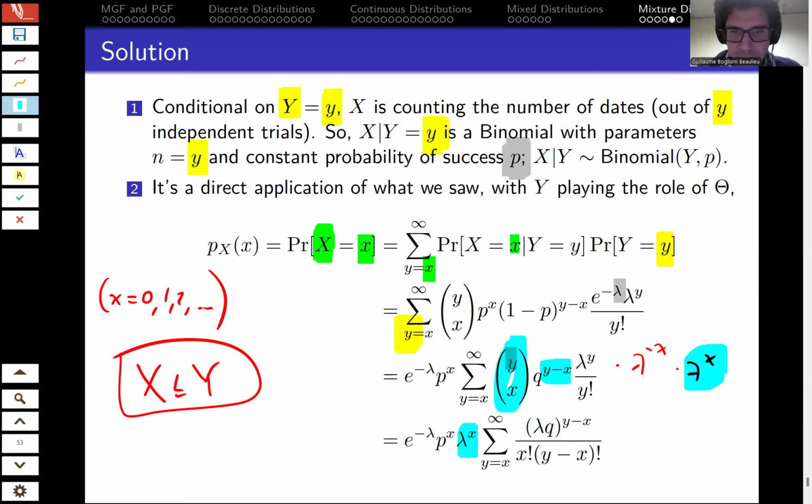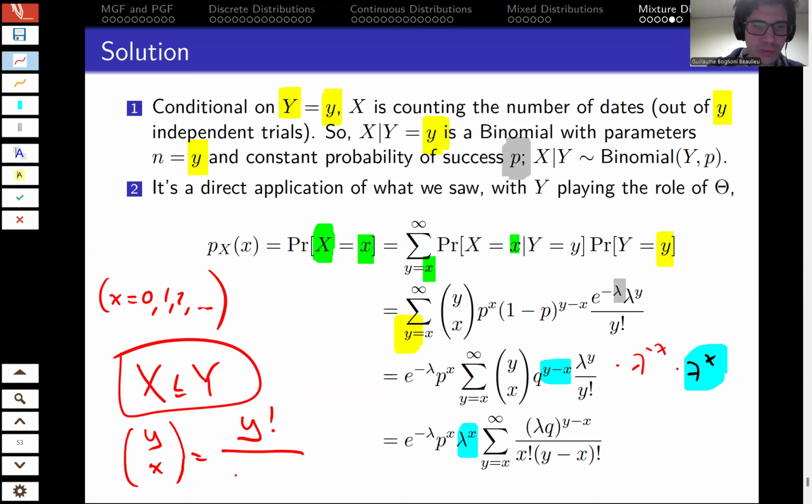And then what else? This term we have developed, I think you know that the combination of X and Y is Y factorial divided by X factorial divided by Y minus X factorial. Well, this Y factorial is canceled out by this one. How convenient. And the other two are found here. Okay, hopefully that's all clear, and we can go to the next page.